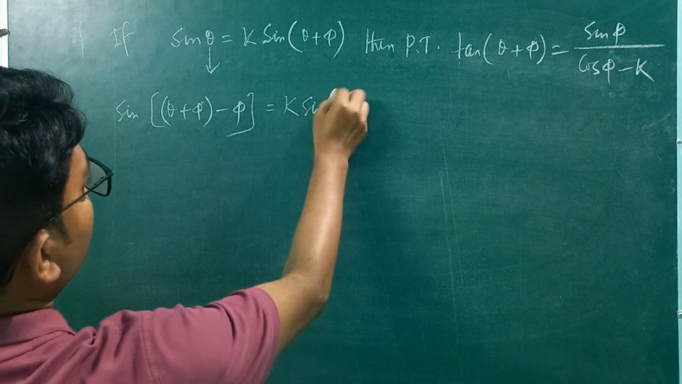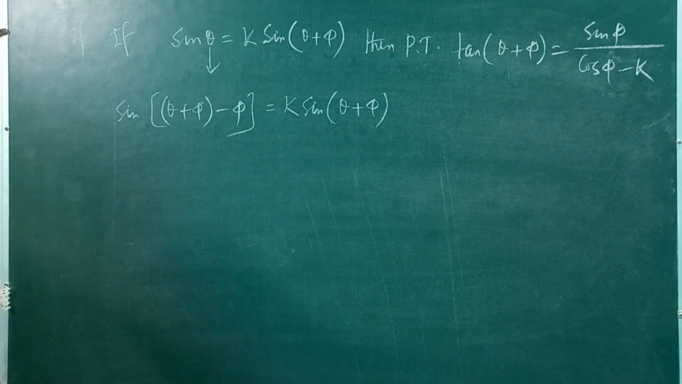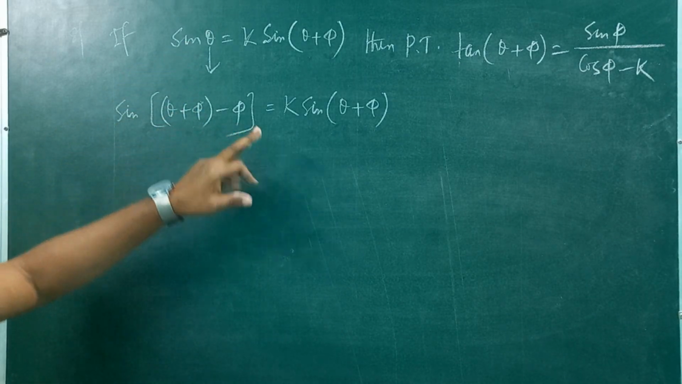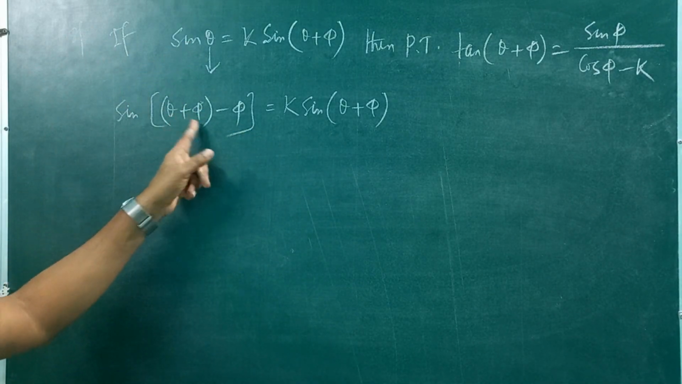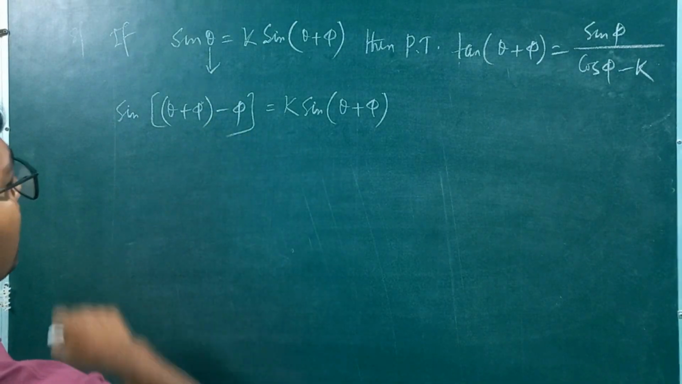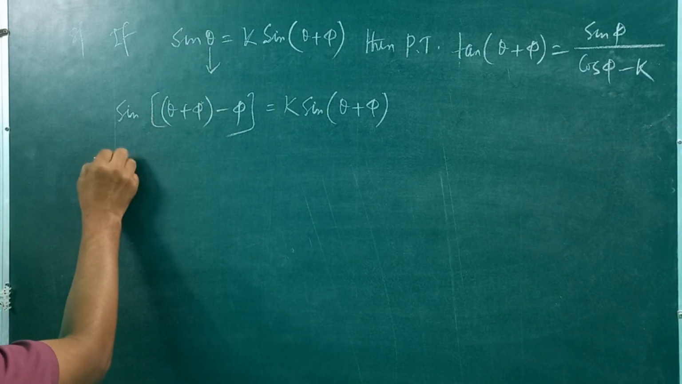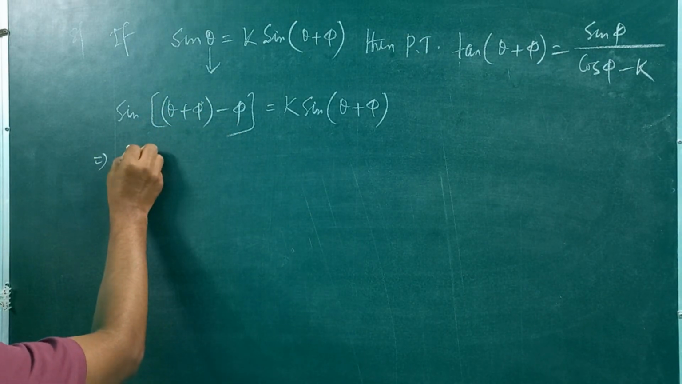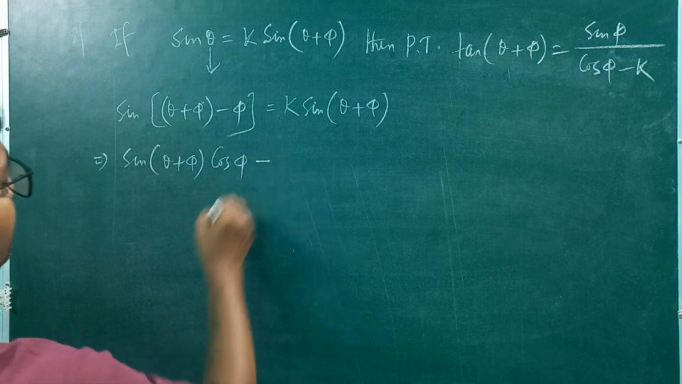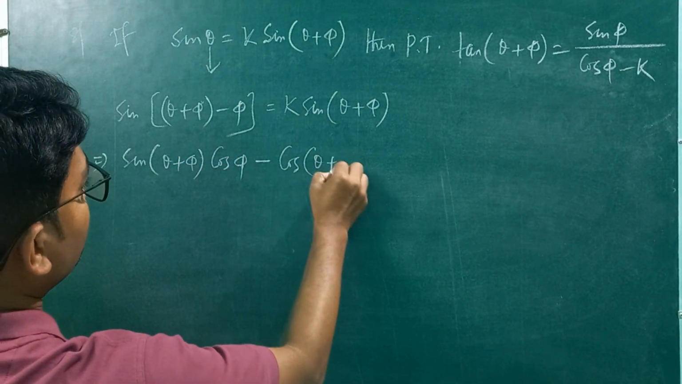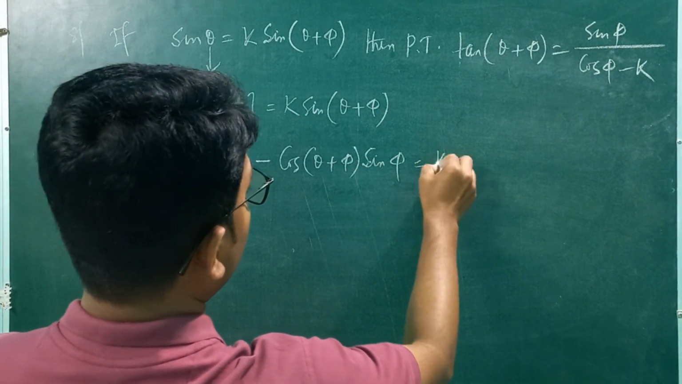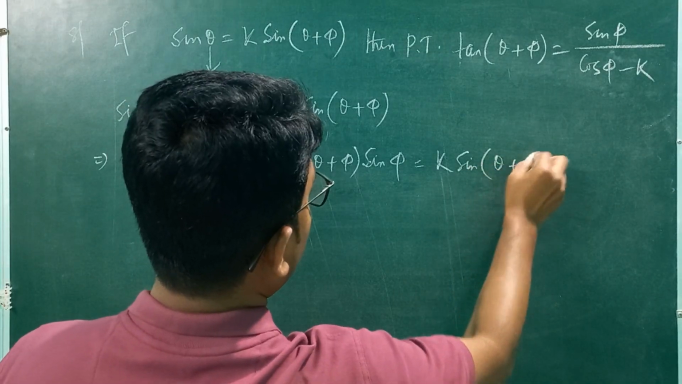Equal to k sin theta plus phi. I just write this theta in this form, theta plus phi minus phi. If you open the bracket, phi minus phi will be cancelled, so this will simply be theta. But for the sake of calculation, I just write this theta in this way. Now I break them, sin a minus b, sin a cos b, cos a sin b equal to k sin theta plus phi.